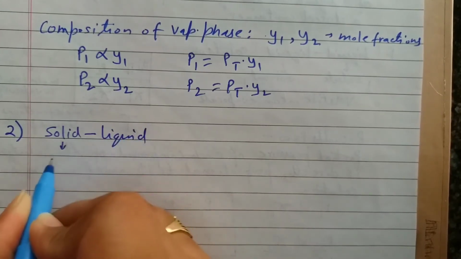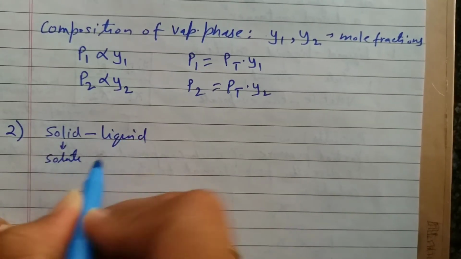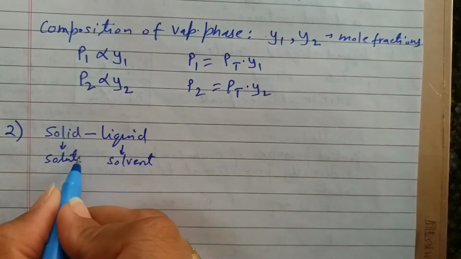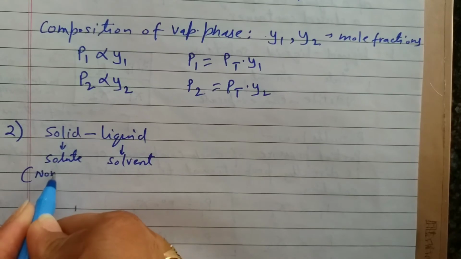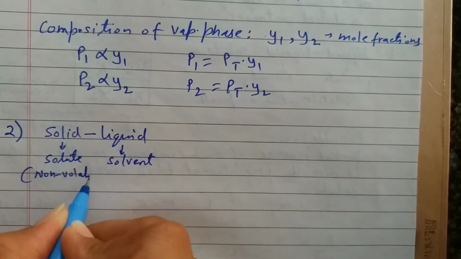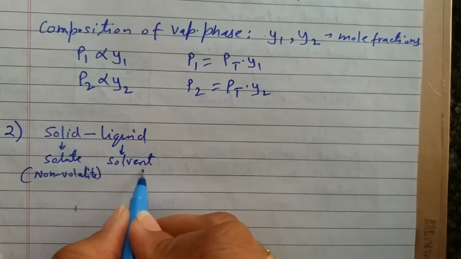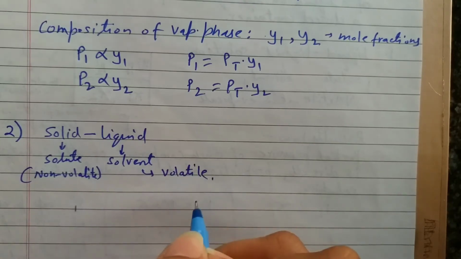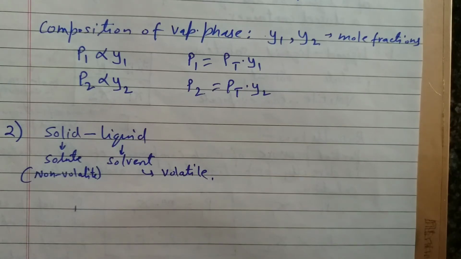So the solute is a solid and the solvent is liquid. The solute, which is a solid, is non-volatile in this case, whereas the solvent is still volatile. So the solvent can evaporate, but the solute cannot evaporate. Now let's see what will happen to the vapor pressure of such a system.